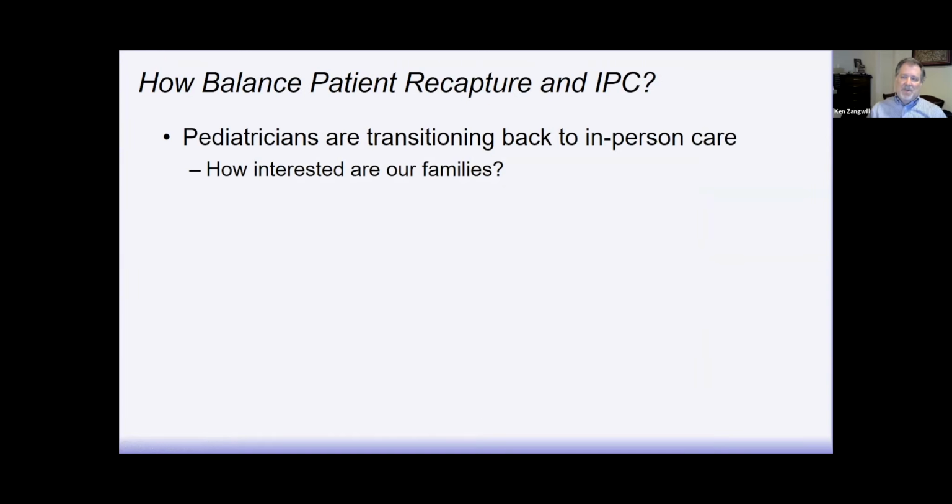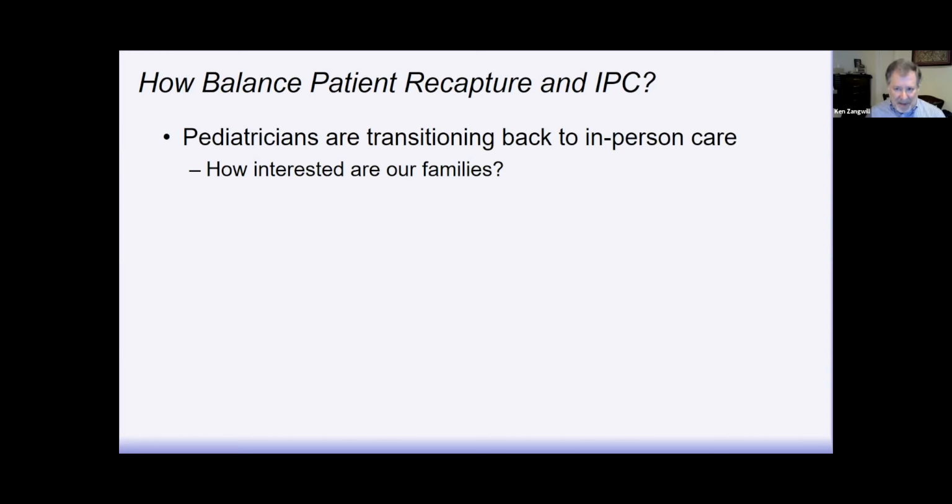All right, so practices, pediatric practices have borne a significant burden. You know that. I provided some data on visits, missed visits, why these visits were missed, overt barriers that pediatricians and FPs have identified that contributed to these problems, and also that we have not gotten back to where we were before. So how do we balance patient recapture, I call it, and infection prevention and control?